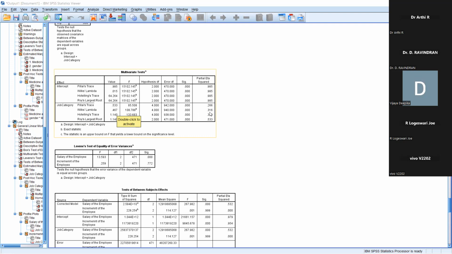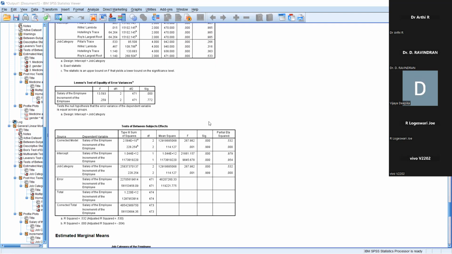Now, this partial eta squared measures the effect of the difference. Is the difference high, low, medium? That is what it measures. If it is anywhere above 0.15, then it can be considered as high. So that is the Wilks' lambda value. Coming down, you have the Levene's test of equality that is greater than 0.05, so that assumption is satisfied.